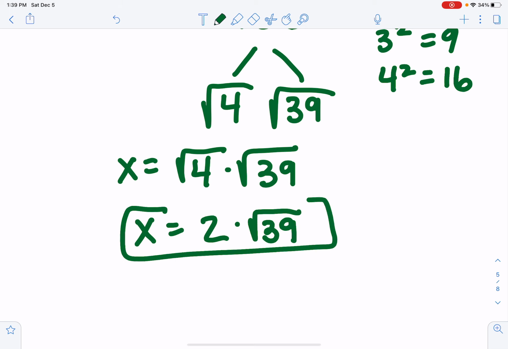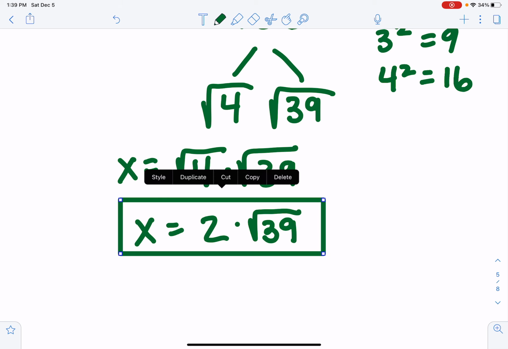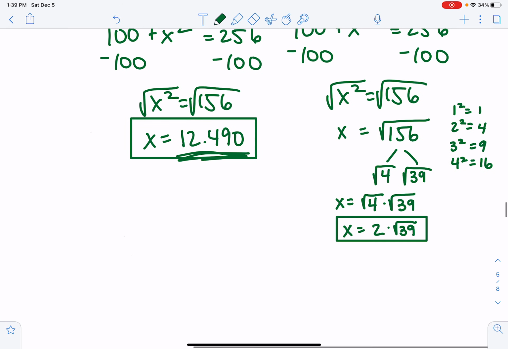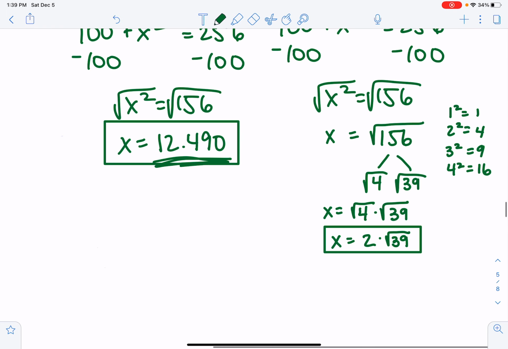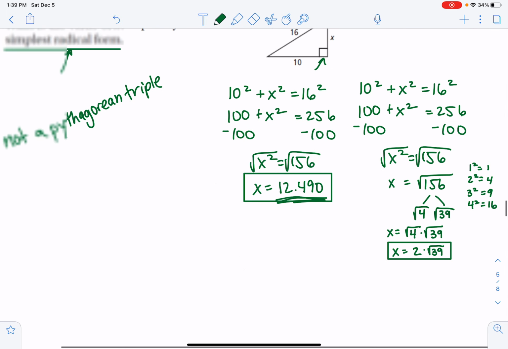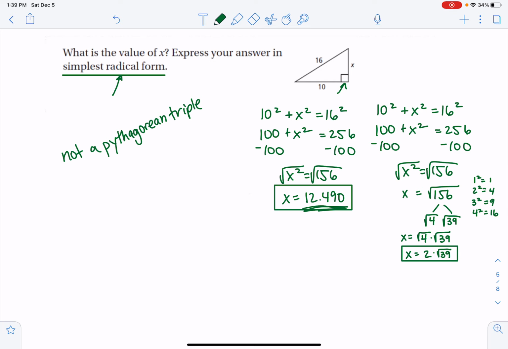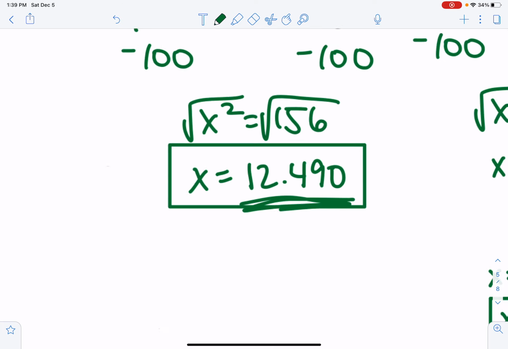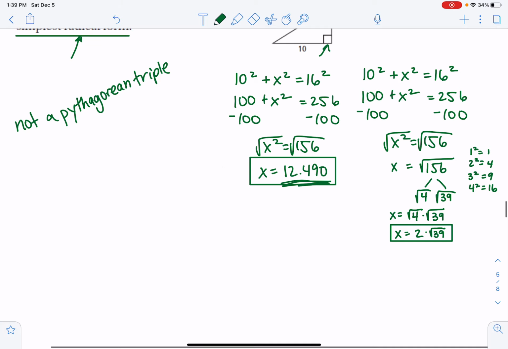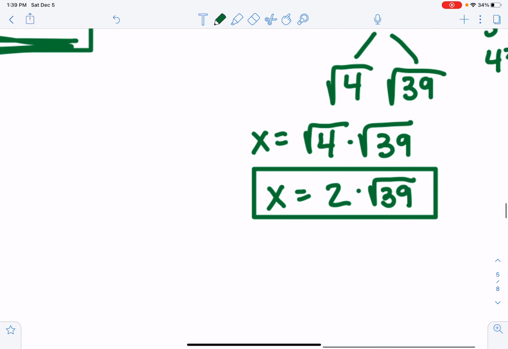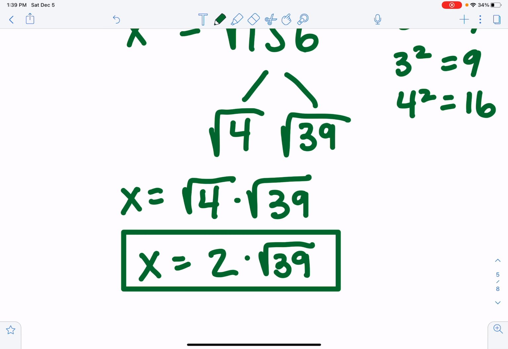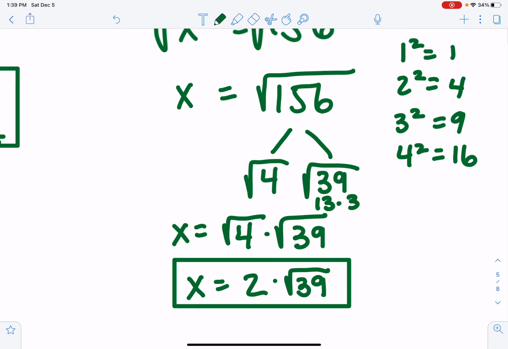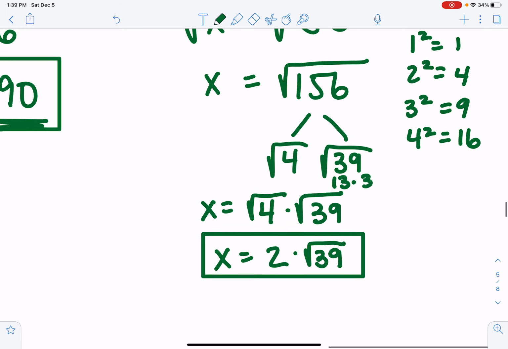And this is how they'll write their answer. So it is the same thing as the 12.49, but the ACT will write it like this. So you don't have to worry about this. I just wanted to show that for people who might want to know for the ACT. So not a Pythagorean triple. The answer is 12.49, or ACT answer 2 times the square root of 39. So 39 is 13 times 3, and those are not any perfect squares.